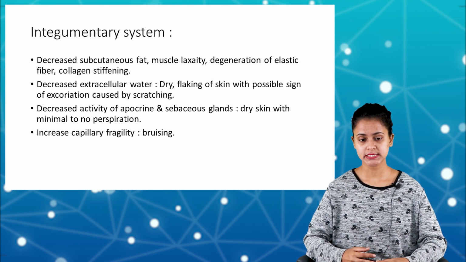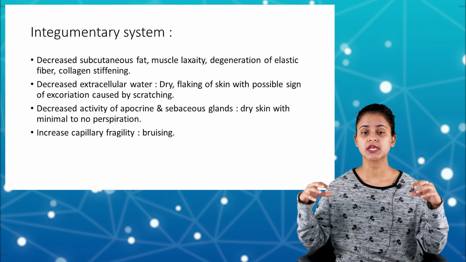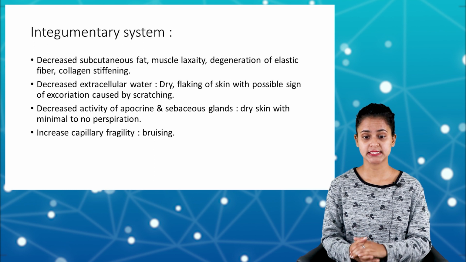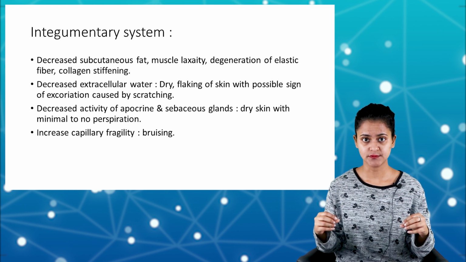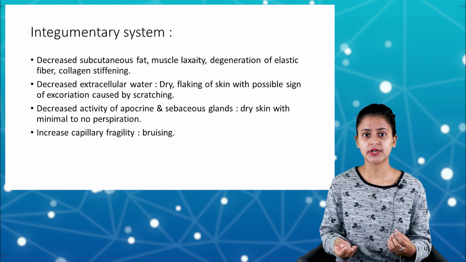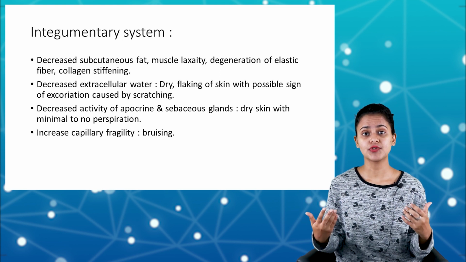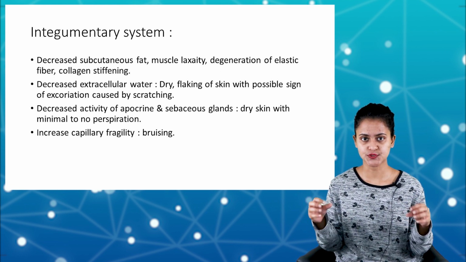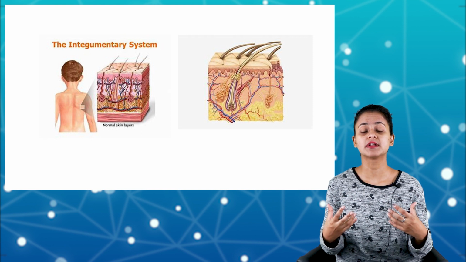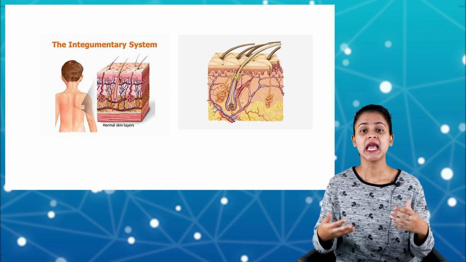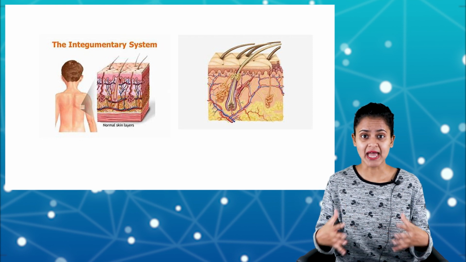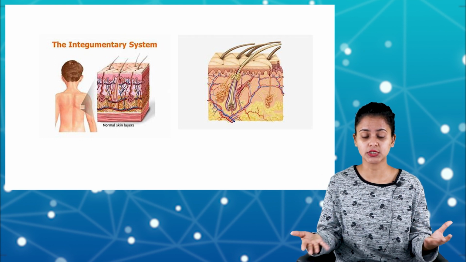Next, we are going to learn about the changes which will be occurring in the integumentary system. So basically here we are going to see decreased subcutaneous fat for individuals with aging, as well as muscular laxity for almost every individual. Degeneration of the elastic fiber is a very common finding. Even the person may show collagen stiffening associated with the integumentary system. Because of all this, we are going to see increased wrinkling of the skin, as well as the breast having a saggy nature. Even sagging of the abdomen is very common among the older population.